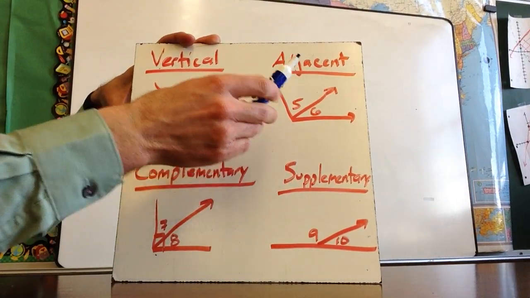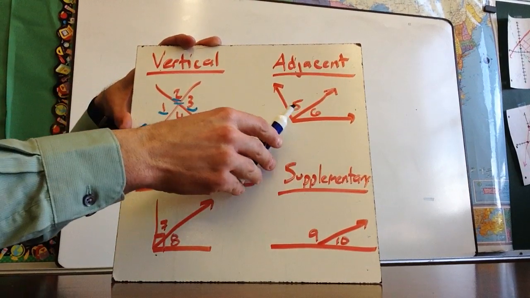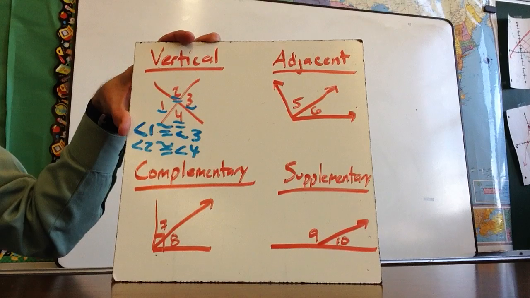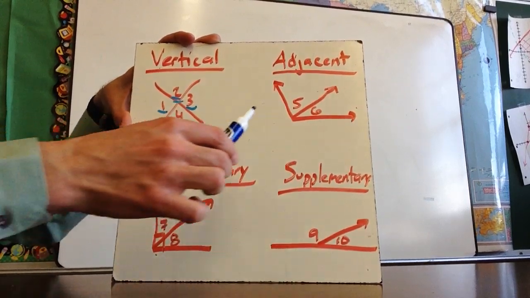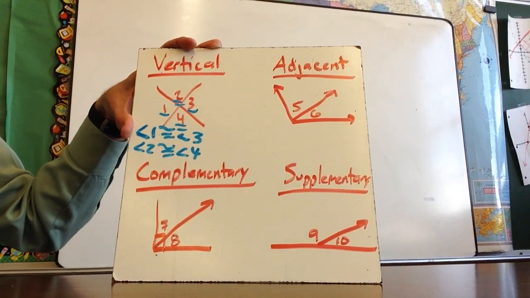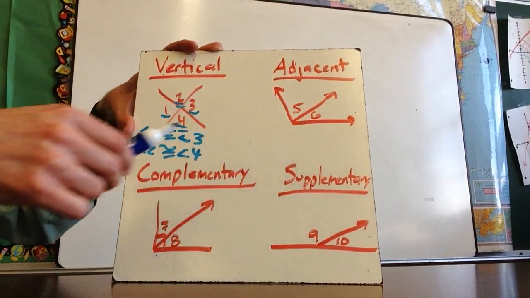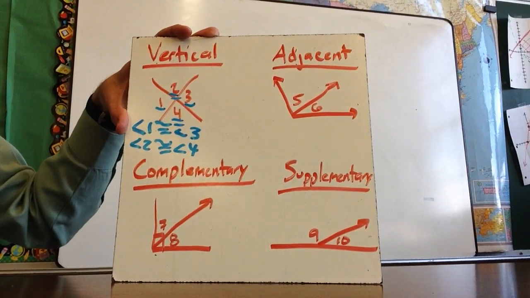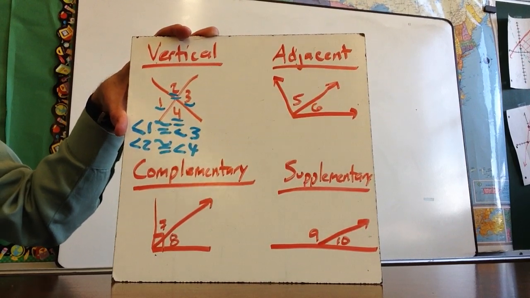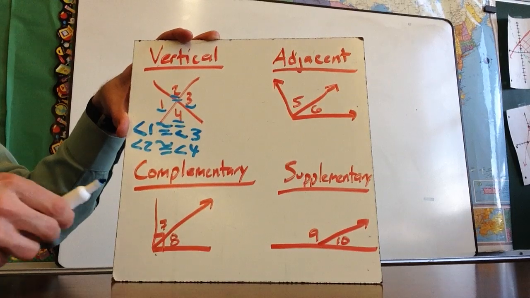Adjacent angles, if you think of the word adjacent, it means next to. Angle 5 and angle 6 are next to each other. They can be congruent, however, they are not always congruent. For example, in this particular problem, since this is not a 90-degree angle, 5 and 6 are not congruent. They are just adjacent angles. Remember that it doesn't necessarily mean that they are congruent, the way vertical angles are.